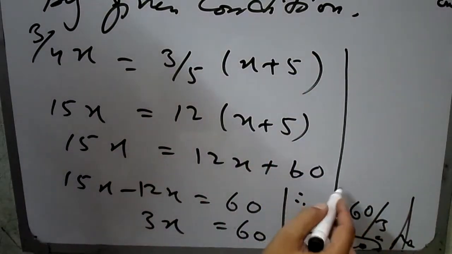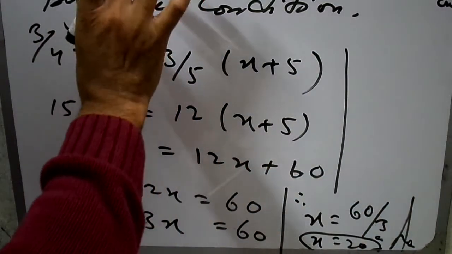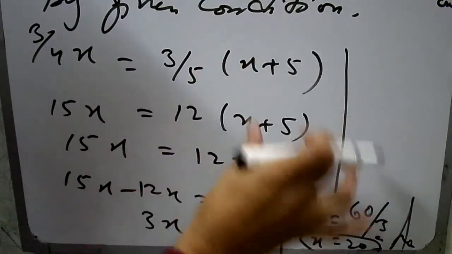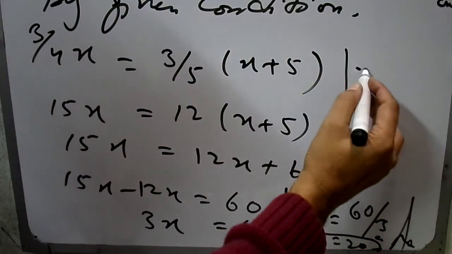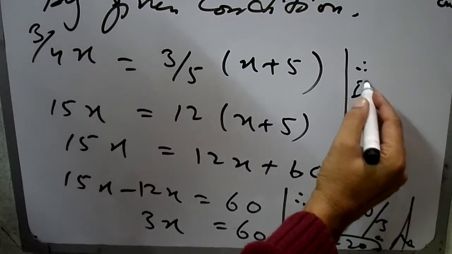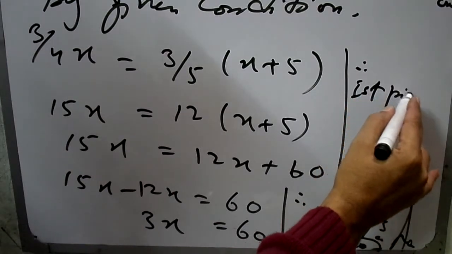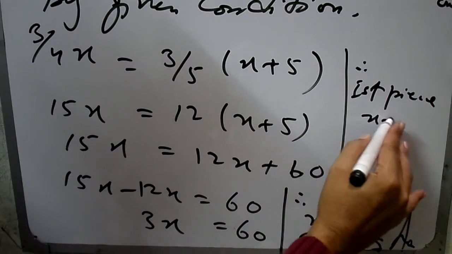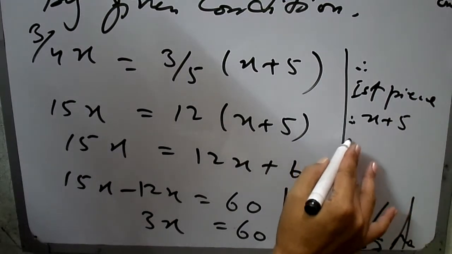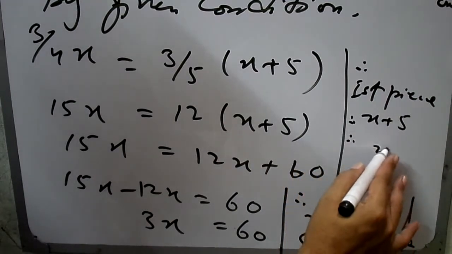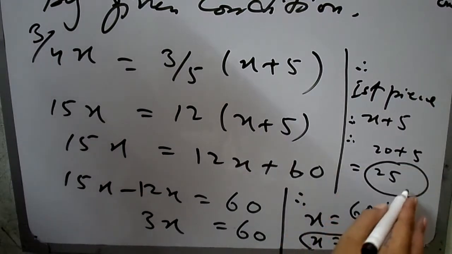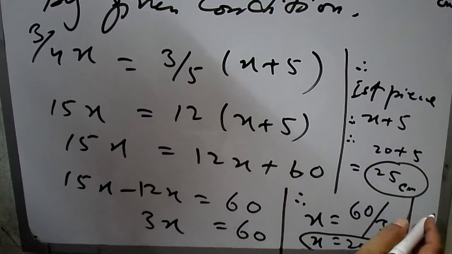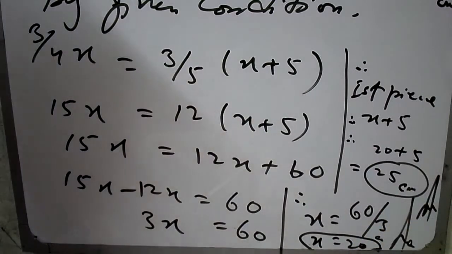But this is only one answer, that is your second piece. So what is the length of the first piece? The length of the first piece is x plus 5, which is 20 plus 5, so you will get 25. So 25 centimeters is the length of the first piece. That is also your result.